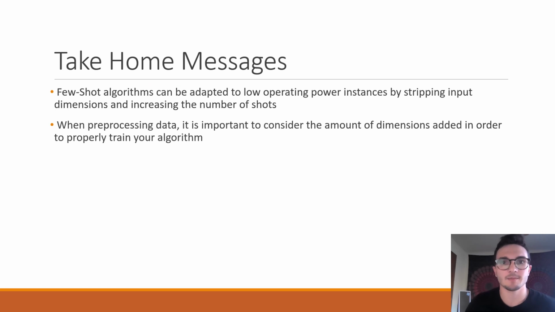So my final take-home messages are that complex few-shot algorithms can be adapted to low processing power environments by stripping input dimensions while in parallel increasing the number of shots used by the algorithm. Additionally, it is important to consider the amount of pre-processing dimensions you add to an input dataset before training an algorithm, and more is not always better.